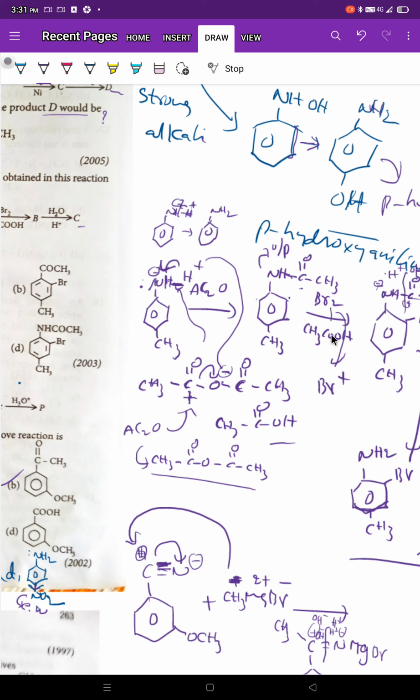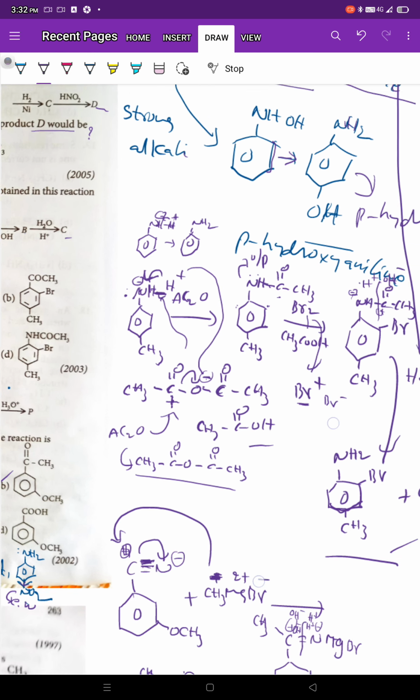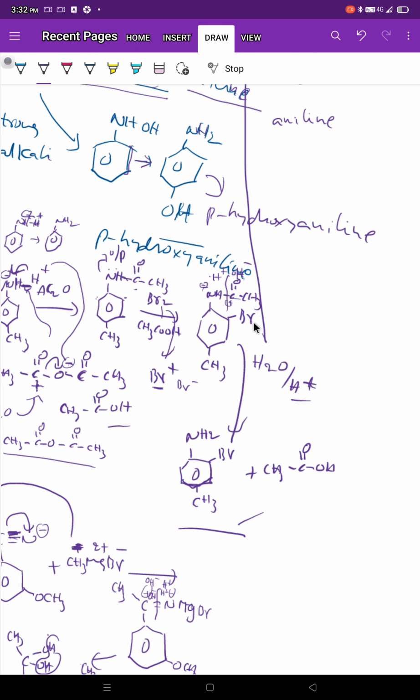Then again, in presence of Br2 and acetic acid, Br2 is generally broken into Br plus and Br minus. Br plus undergoes electrophilic substitution reaction here or here, because NH is an ortho-para-directing group. That is the reason why you can get the Br here.